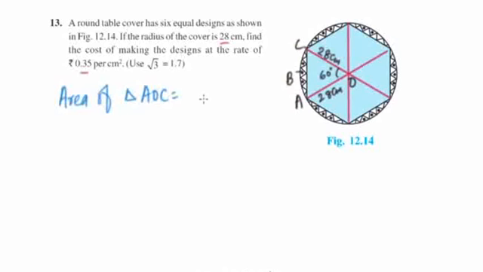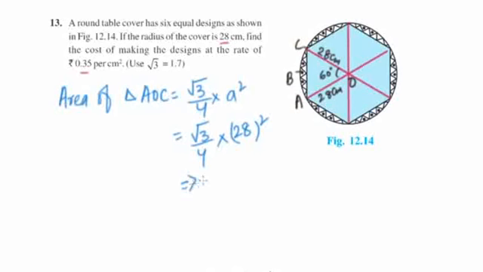We know how to find the area of an equilateral triangle, that is basically root 3 divided by 4 into a square, and a is the side of the triangle. So it is root 3 divided by 4 multiplied by 28 square. The value of root 3 is given, that is 1.7. So on solving this, we'll get the area of triangle AOC as 333.2 square centimeter.